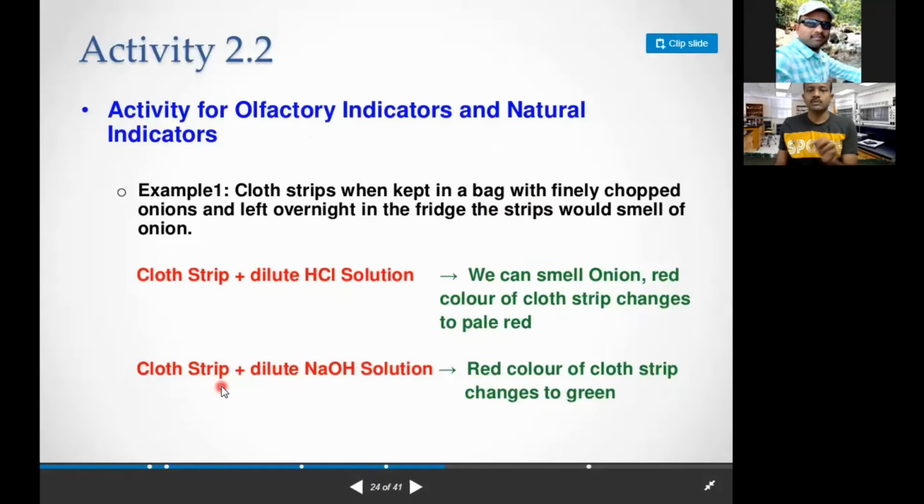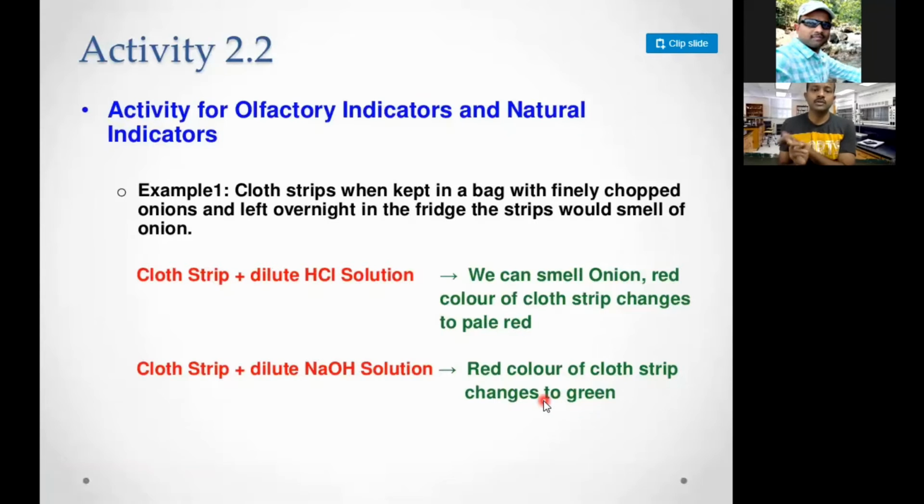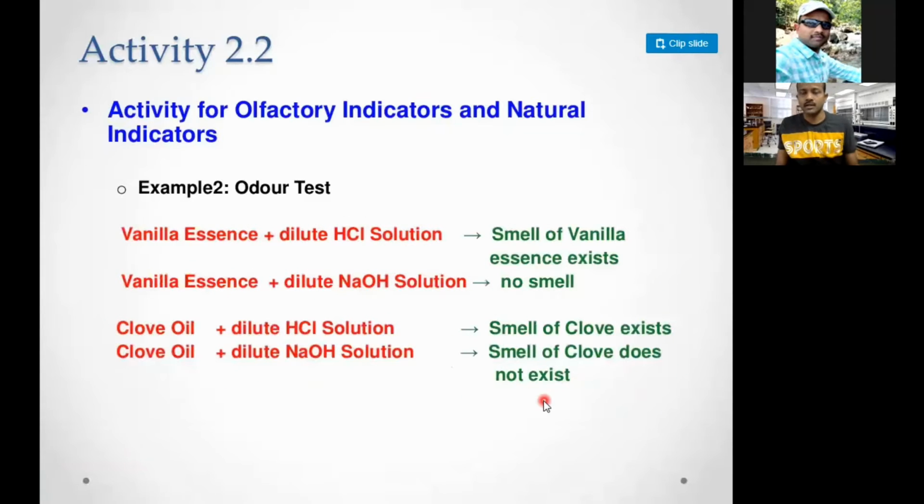Then you take one more cloth strip and add dilute NaOH solution to that. The red color of the cloth strip changes to green, and also we cannot observe the smell of the onion when you add the NaOH solution. This is activity 2.2, which is about olfactory indicators.